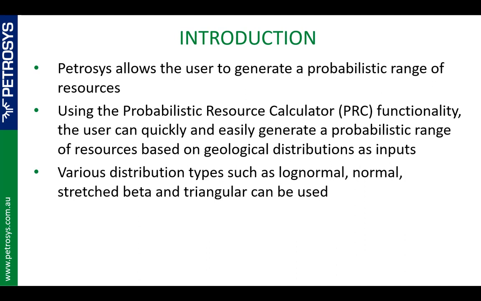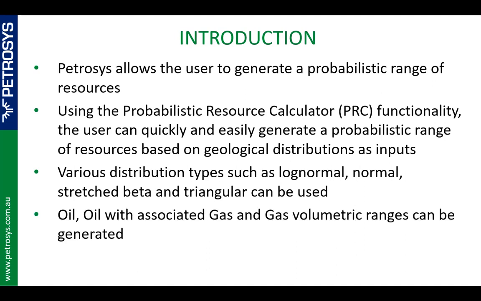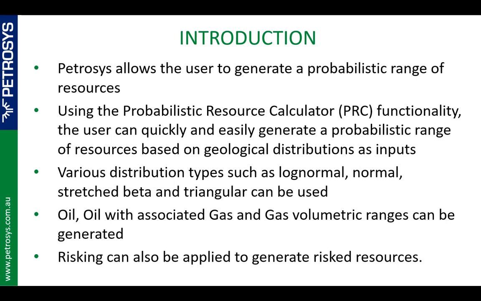So various distribution types such as log normal, normal, stretch beta and triangular can all be used in the Probabilistic Resource Calculator, and we can generate resources for oil with associated gas and gas volumetric ranges. And to these ranges we can also apply risking, so we can generate our risked resources.